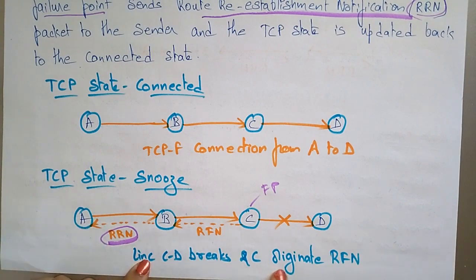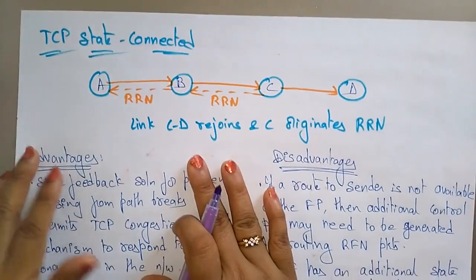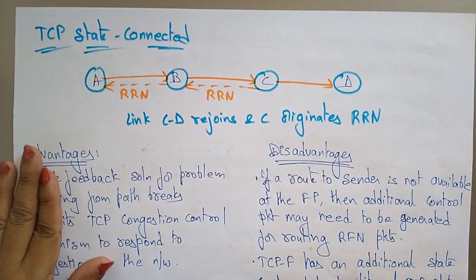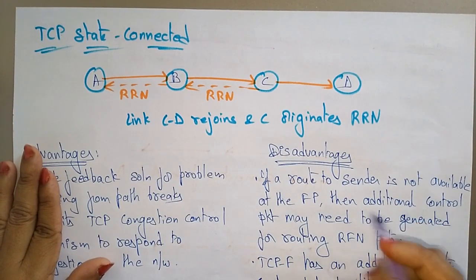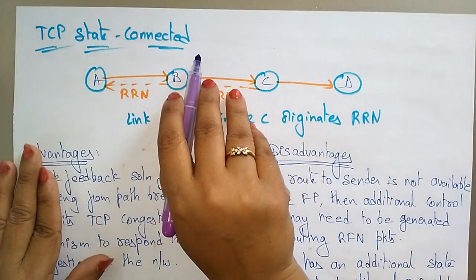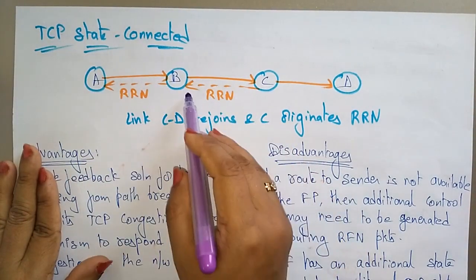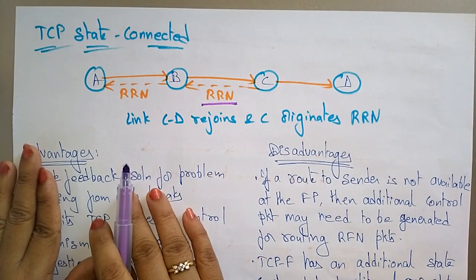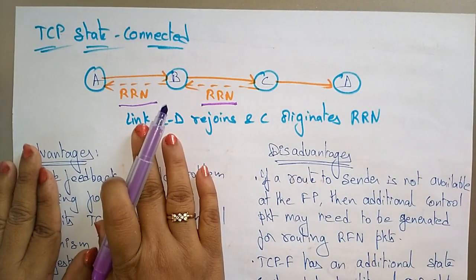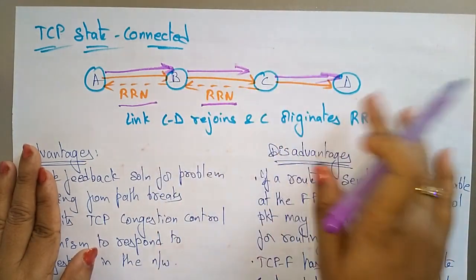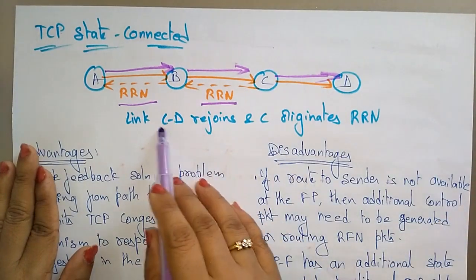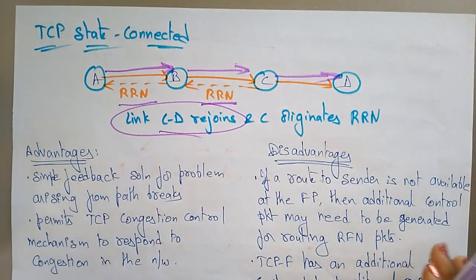Here the link CD breaks and C originates the RFN. Next, after the timer is up, a root re-establishment notification will be sent again. Whenever the TCP state is connected again, C sends a root re-establishment notification and B also sends a root re-establishment notification. Then A will again transmit the data and send it to D. Link CD rejoins. So this is how the operation is established.